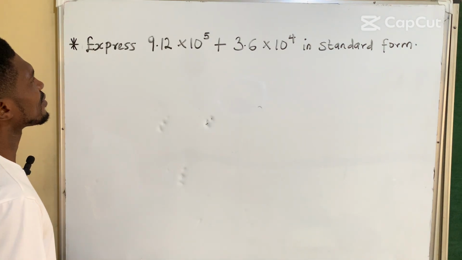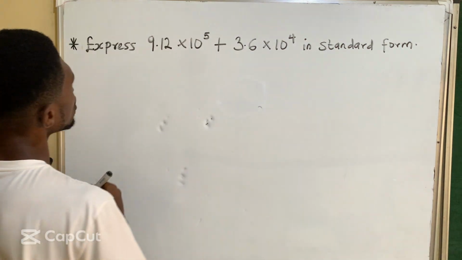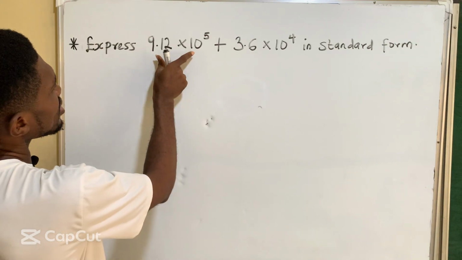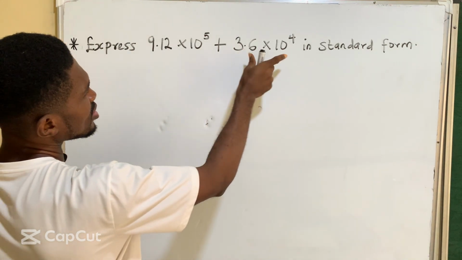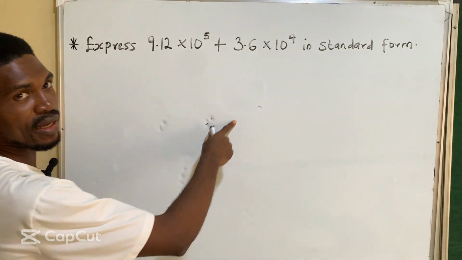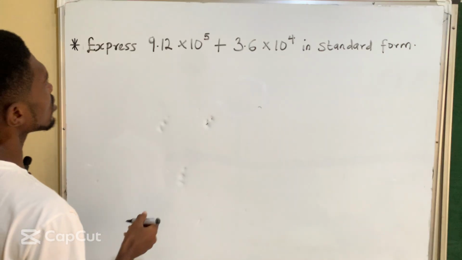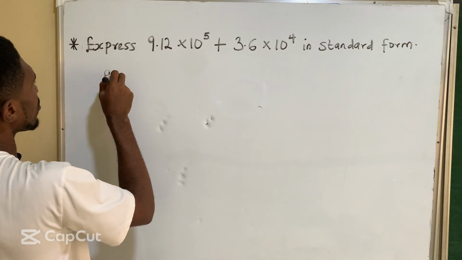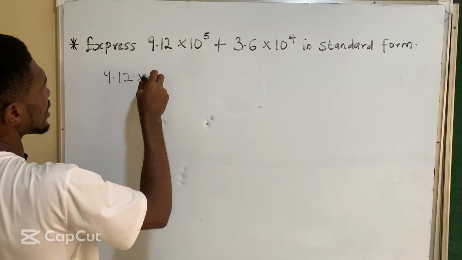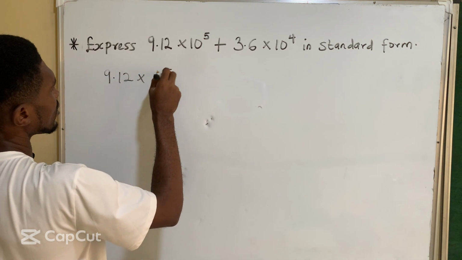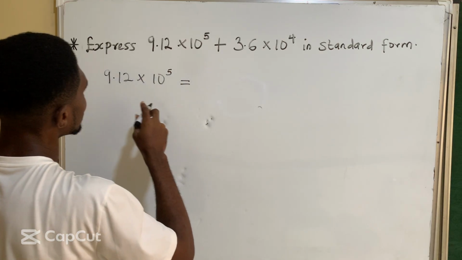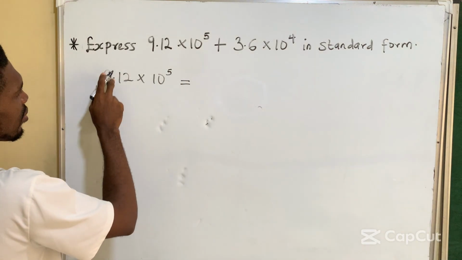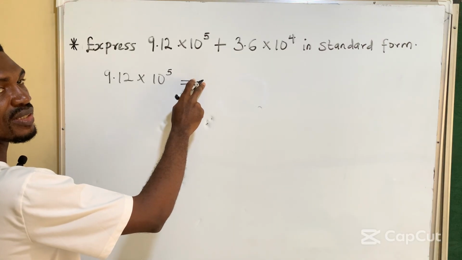Let's solve this together. What we're going to do is solve this and also solve this, and then add them together. That's how we're going to simplify it. So here we say 9.12 multiplied by 10 raised to the power 5. How can I easily solve it? By moving this decimal point 5 places.